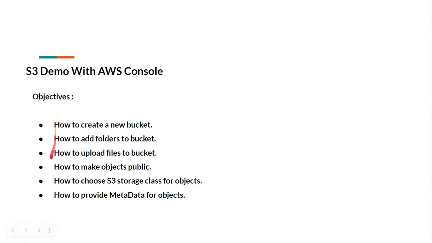So, let's learn how to create a new bucket, how to add folders to bucket, how to upload files to bucket, how to make objects public, how to choose S3 storage class for objects, and how to provide metadata for objects. Even I don't know much on S3, so I would like to ask my boss to demonstrate this in detail. Let's go to AWS console now and learn from my boss.